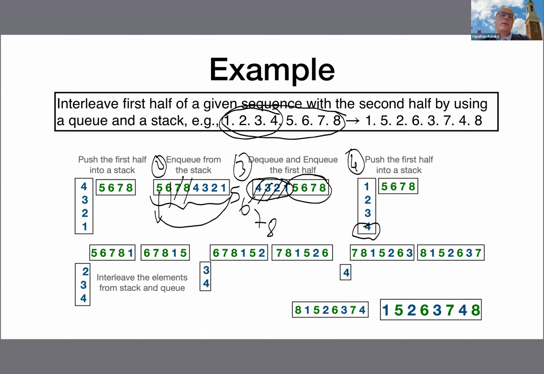And then beginning with the fifth one, we start the interleaving. Interleave the elements from the stack and the queue. Okay, so what is at the top of the stack? It is 1. Okay, so what you do is you get this 1 and in... Okay. And then the next one, what is get this out?